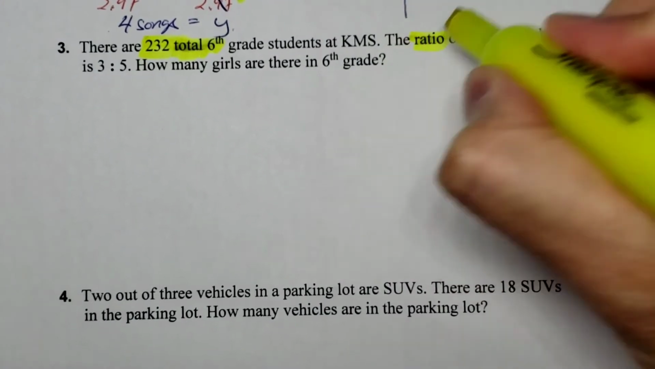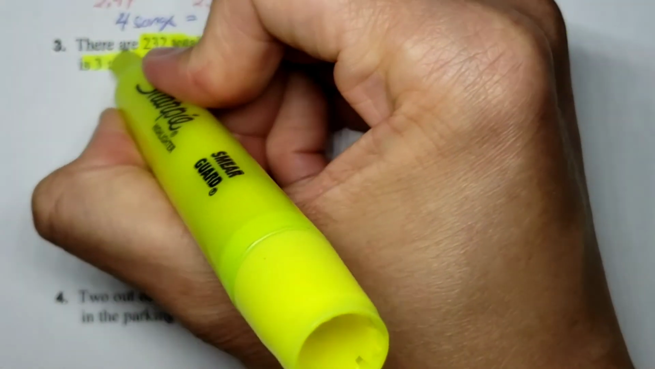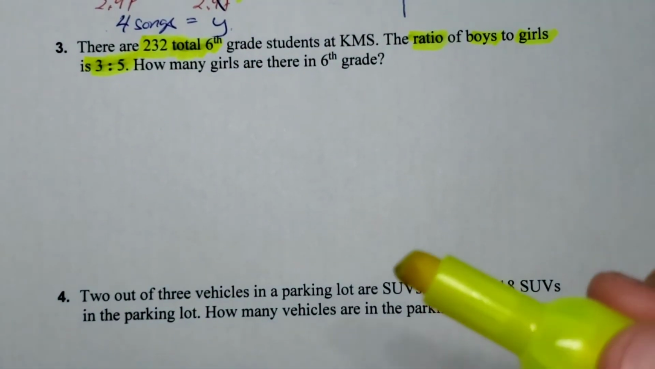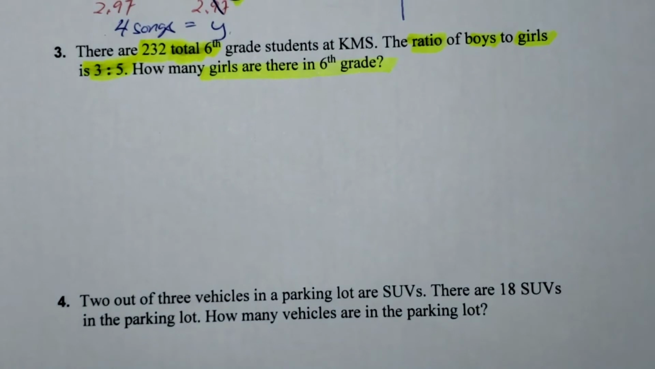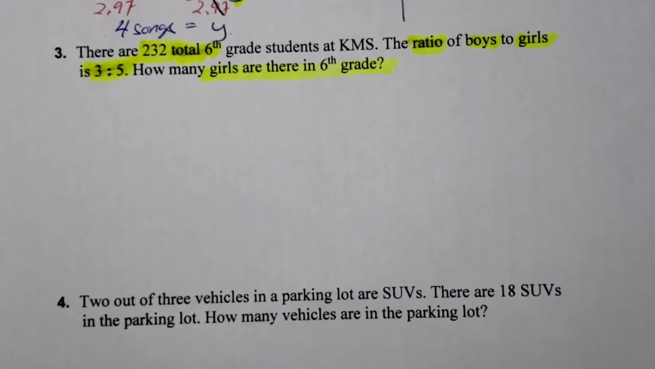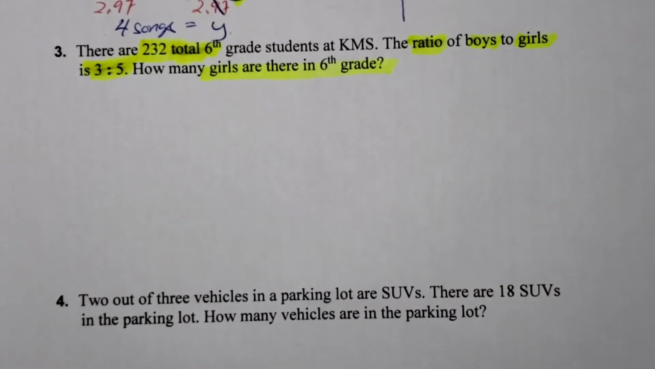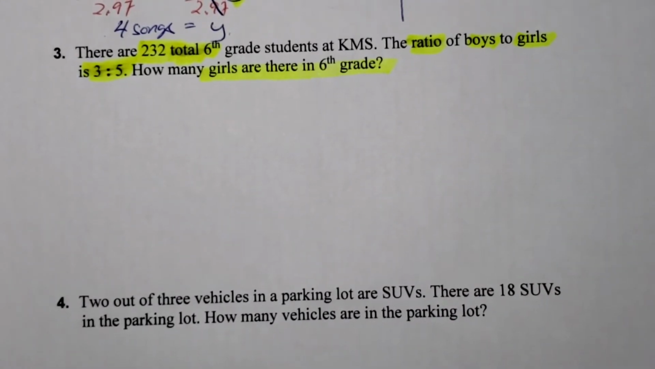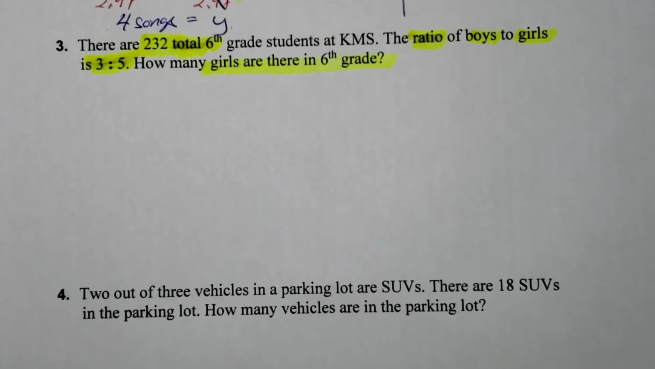The ratio of boys to girls is 3 to 5. And the question is, how many girls are in 6th grade? All right. So what are we comparing really? Are we comparing boys to girls? Or are we comparing girls to what? Yes, we are comparing the girls to the total number of students.